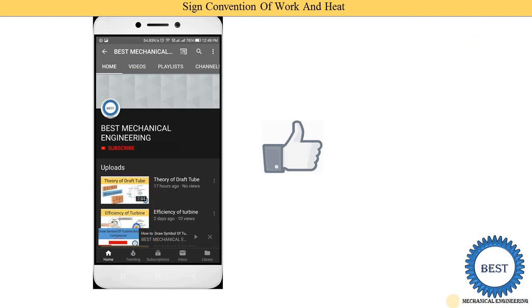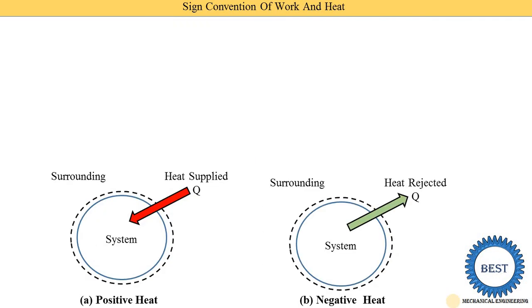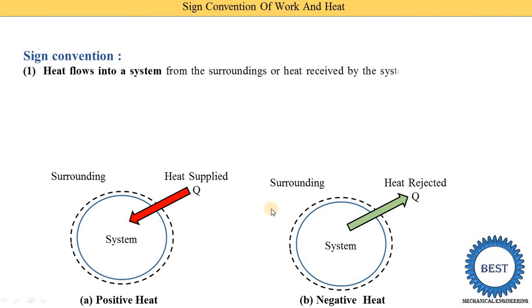Now next we understand positive and negative heat. Now the sign convention for heat energy. Heat flow into a system means when we supply heat energy to the system from the surrounding, or heat received by the system, the heat is said to be positive. Here in this figure you see this is the system, and this is the surrounding. Here we supplied the heat, and it is written as positive heat.